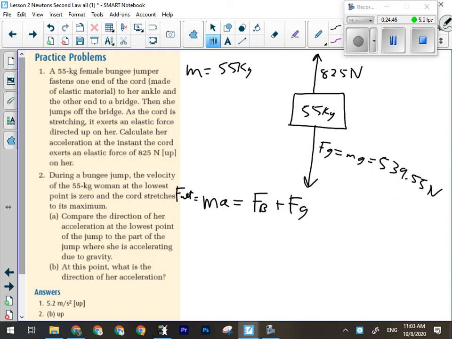I'm looking for acceleration here, so what do I do with mass? Divided over to the other side. So I'm going to have the acceleration of the bungee jumper being my net force, these two forces added together, so 825 plus negative 539.55 divided by the mass, F net over m. That's what I'm calculating here in order to get the acceleration of the bungee jumper.